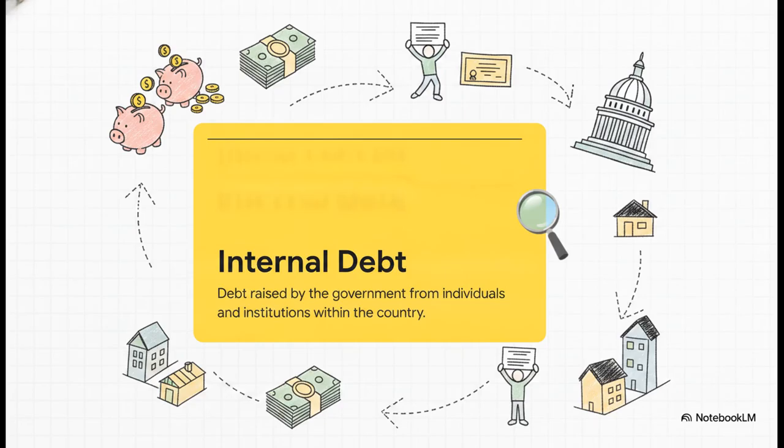Internal debt. The definition here is super straightforward. Internal debt is money raised by the government directly from individuals and institutions right inside its own borders. Honestly, if you've ever bought a government savings bond, you have personally funded your country's internal debt. The government is essentially just borrowing from its own domestic citizens and local financial institutions.